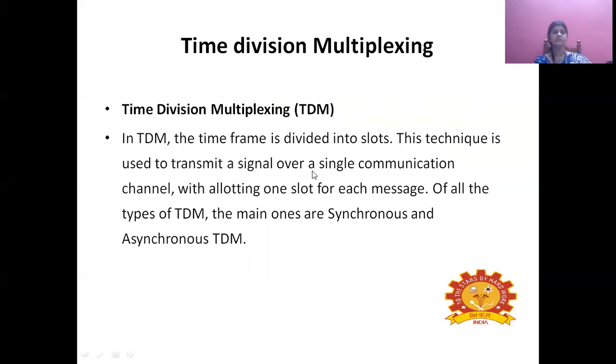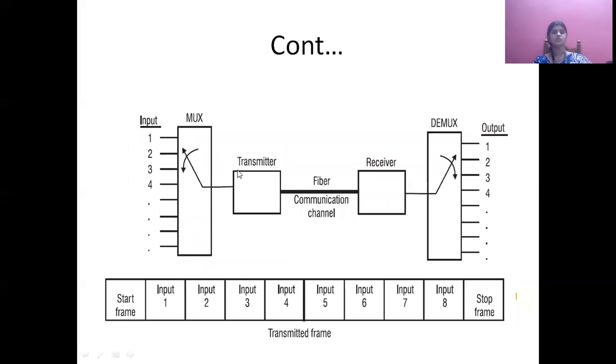So next one is time division multiplexing. In time division multiplexing, the time frame is divided into slots. This technique is used to transmit signals over a single communication channel by allotting one slot for each message. Of all the types of TDM, the main ones are synchronous and asynchronous time division multiplexing. So this shows the concept of time division multiplexing.